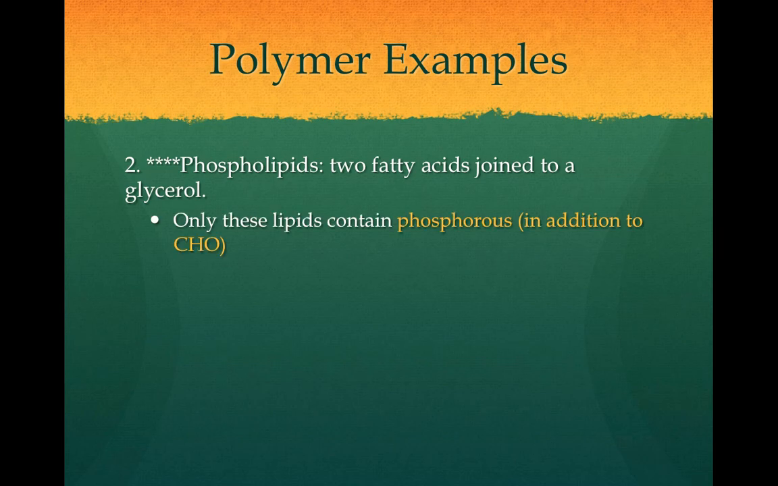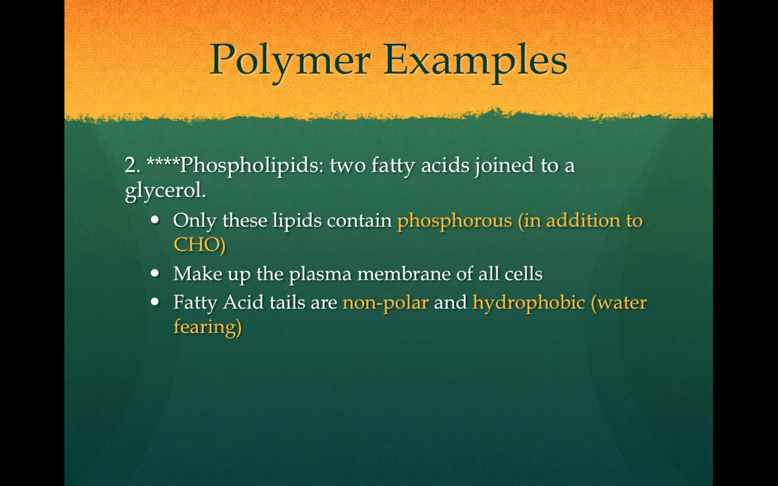And this is incredibly important. After you write it, I want you to highlight it. Only these lipids contain phosphorus in addition to carbon, hydrogen, and oxygen. So every other lipid is only going to be CHO. Phospholipids, that's what the phospho means, phosphorus, have CHOP. They are CHOP. And it helps with their function, which we're going to talk about. So highlight that. They make up the plasma membrane of all cells.